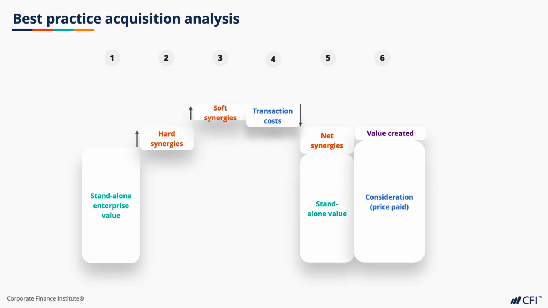And the difference between step 5 and step 6 is the value that's created. So if the consideration that's paid is greater than the sum of the components in step 5, value is actually destroyed or lost. But if the consideration paid in step 6 is less than the total in step 5, that difference is the value that's created, which is obviously the objective for the buyer in this transaction.